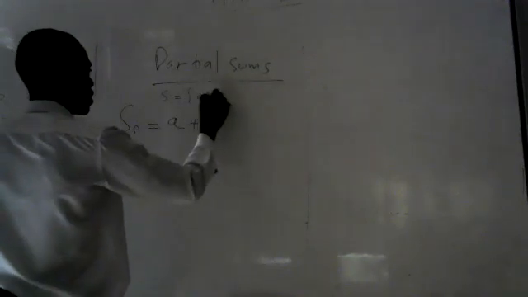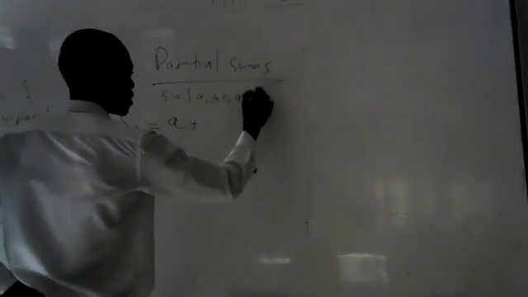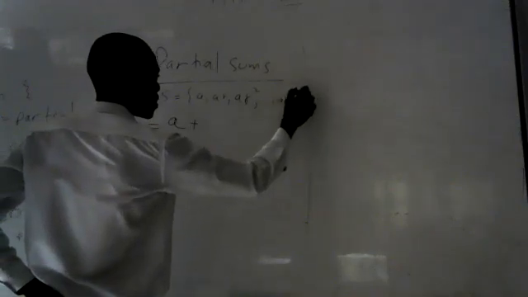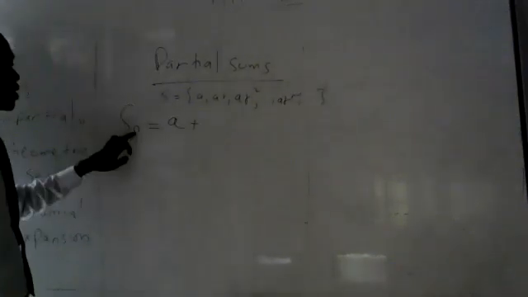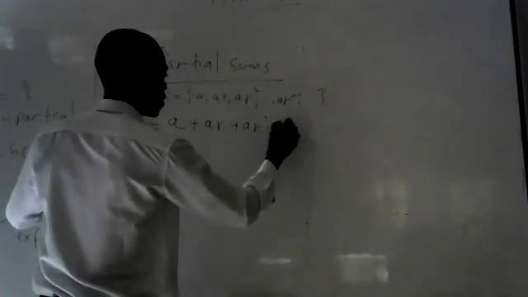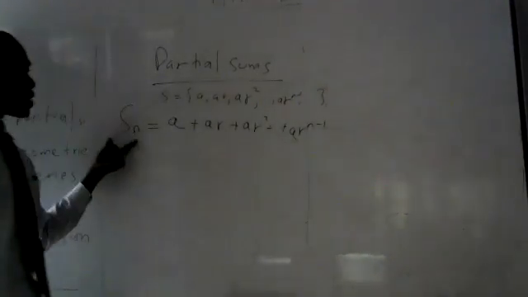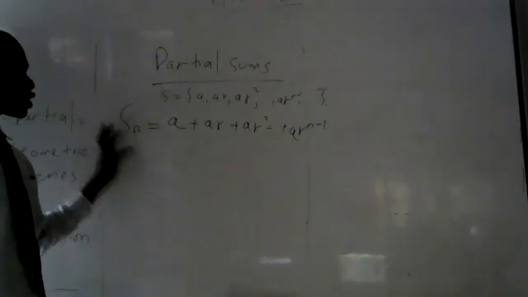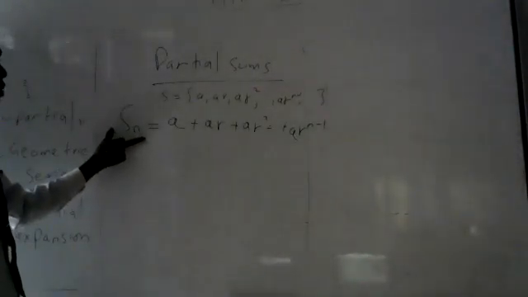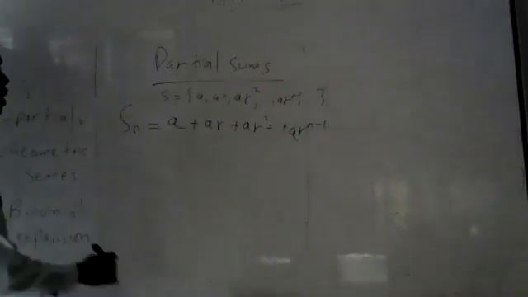I'm just adding. So my sequence is A plus AR plus AR squared, up to AR to the n minus 1, all the way. So I want only n of them. I will add up to the nth term. So this is the nth term. My sequence has n terms. Remember, we defined a series as simply a sequence formed by the partial sums. So this is the sum of the first n terms. It's a partial sum of the series.